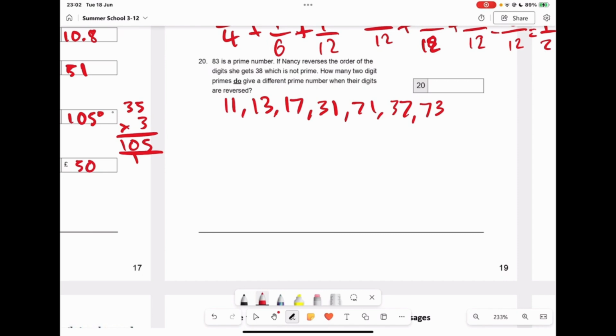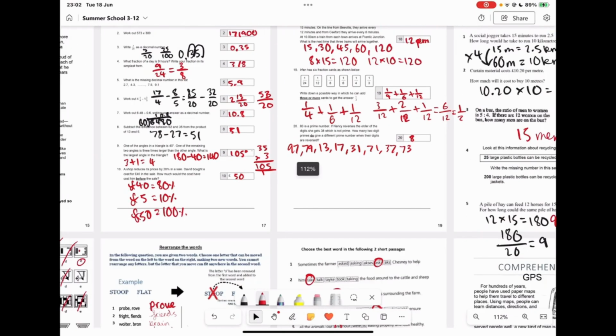Okay. So 11 will not count because it doesn't give a different number. So then we're going to have 79 and 97. And that is all of them. So 1, 2, 3, 4, 5, 6, 7, 8. And that is the answer.